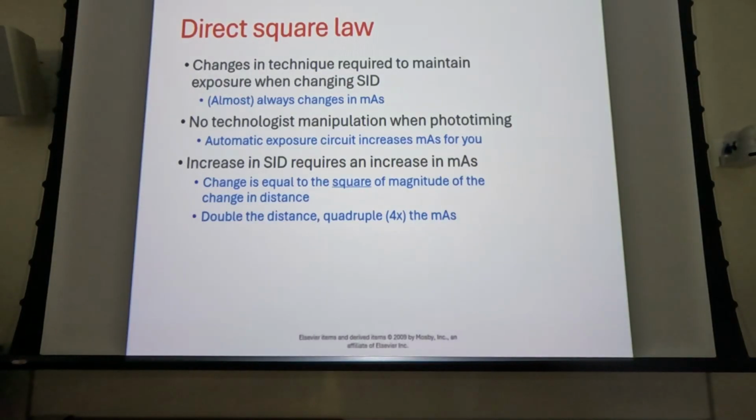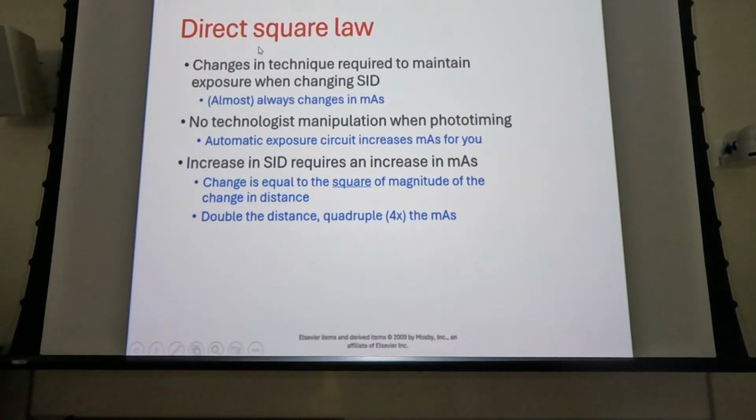So how you spot those questions on a test is your technique at 40 inches was blah. How much mAs do you need if you change your SID to 72 inches? That would be, you need to multiply it by 3.24. So if I gave you 2 mAs at 40 inches, all you would do is multiply 2 times 3.24. So you come out to between 6 and 7, right? Yeah, between 6 and 7.